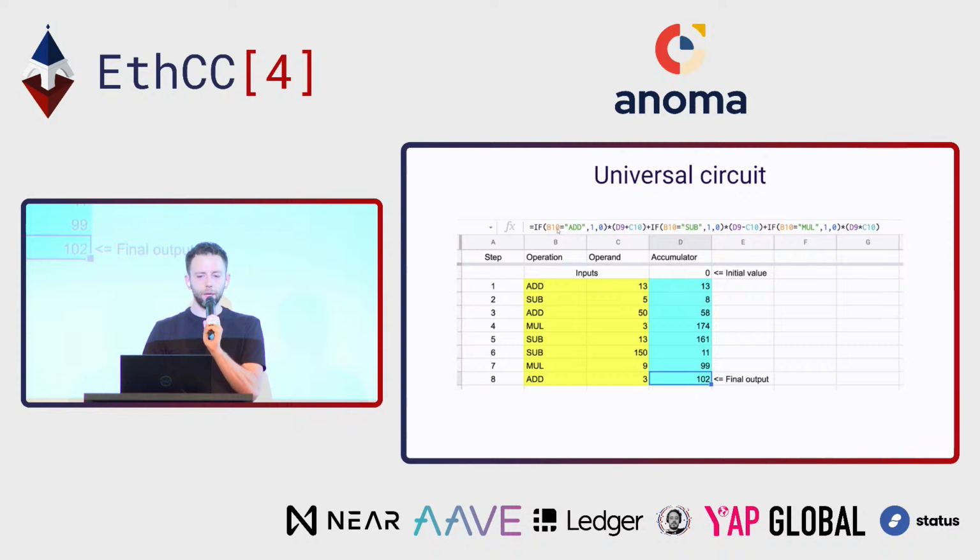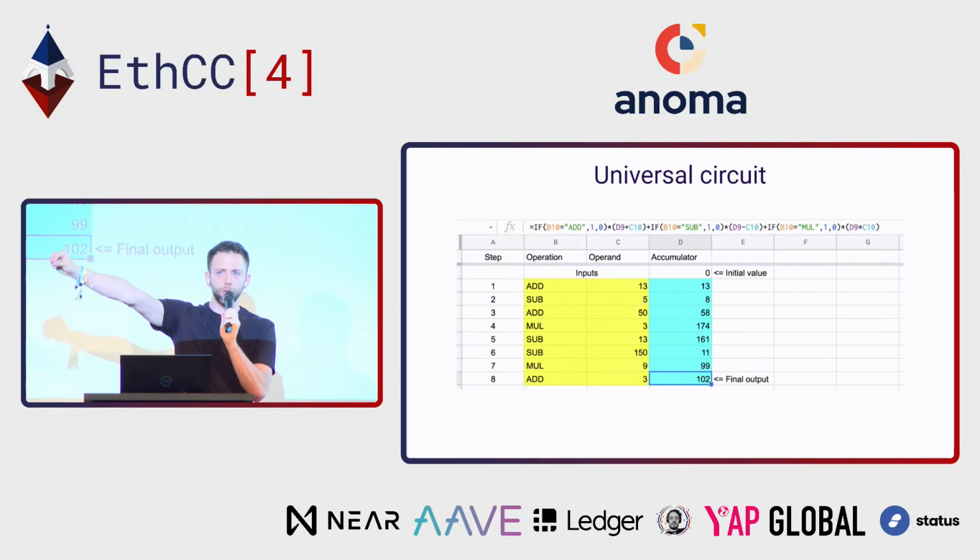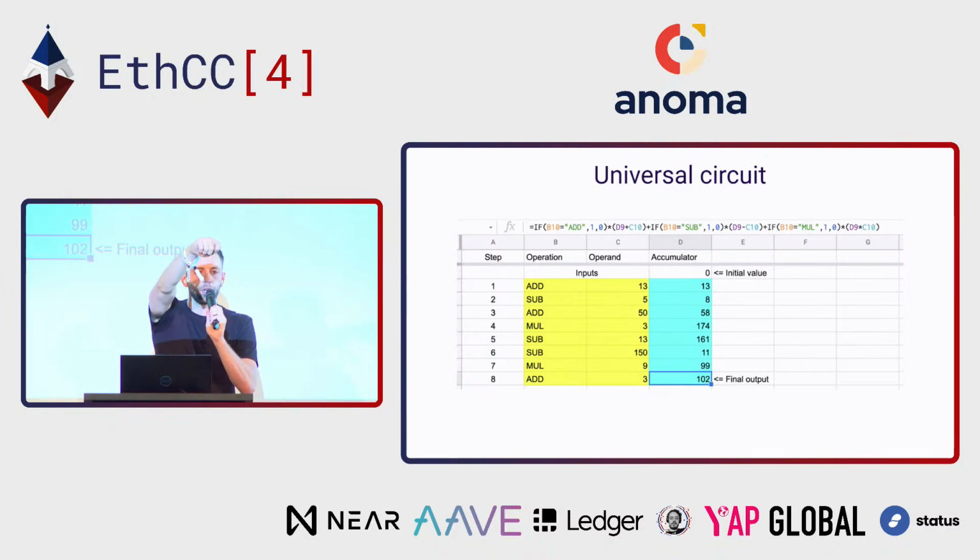So if B10 is add, we will multiply it by 1, otherwise by 0. Plus, if it's sub, then we multiply 1 with the subtraction, and take this value instead, and we sum all of them, so we will only take one of the results. Do you still compute each of the operations, even if you only... Exactly, you still compute all of the operations, and then you say, okay, this was addition, so let's take the result of the addition. If it was multiplication, let's take the result of multiplication.